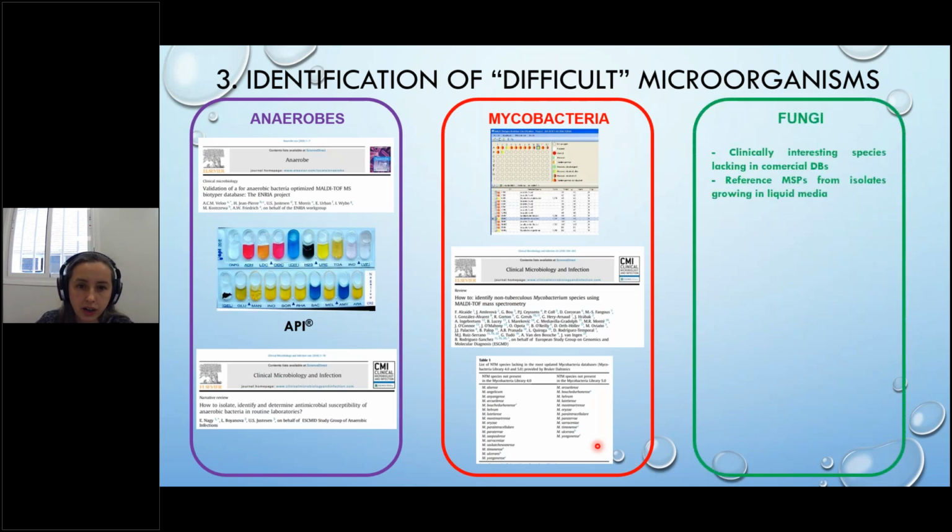In the case of fungi, it was just the opposite: no databases were available that included clinically interesting species. In some databases that were available, references from fungal isolates were made from fungi growing in liquid media, which is used for research, but not so commonly for routine. So this was not very helpful.